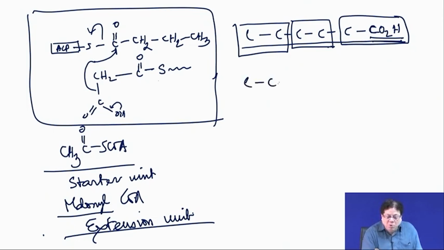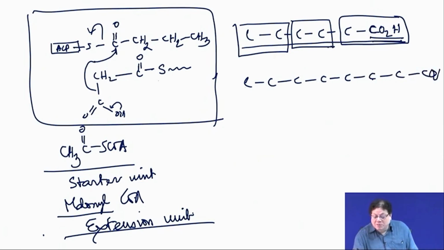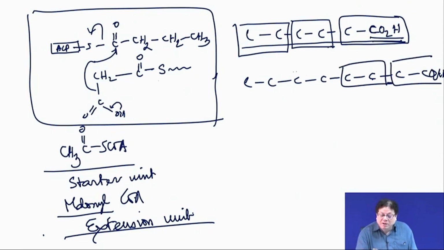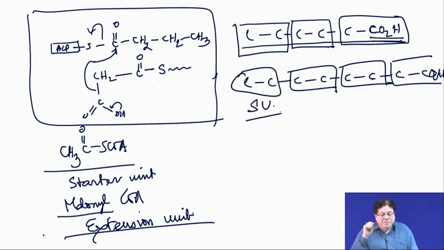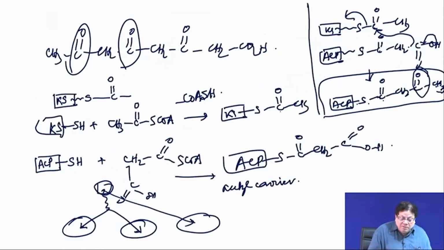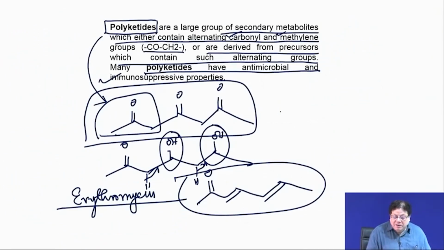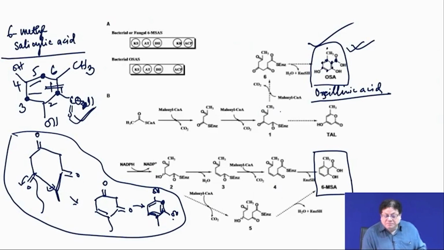So, if I have more carbons now, 1, 2, 3, 4, 5, 6, 7, 8. So, suppose there is CO2H. This is one malonyl unit, that is one malonyl, that is one malonyl and this is the starter unit. Okay. So, that means malonyl CoA has reacted 3 times here. Okay. So, again we go back quickly to that compound.